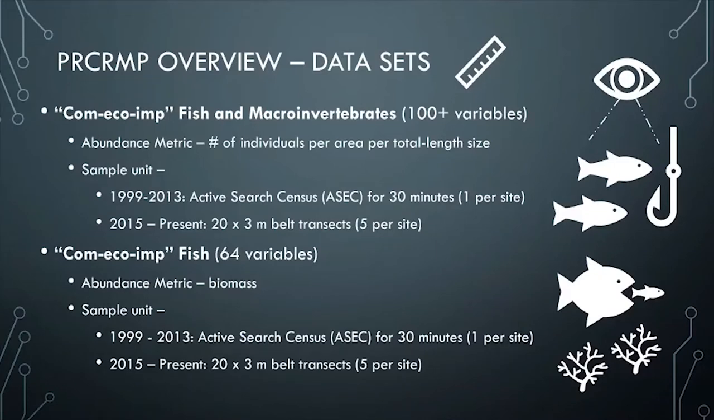Now, for a subset of those commercially important species which have length-weight relationship data available, we have been able to calculate biomass, because in the previous transect units, sizes are also estimated for each individual. So with the number of individuals and the estimated size of those individuals, we were able to calculate biomass. So we have a biomass matrix for a subset of about 64 species of commercially important fish.